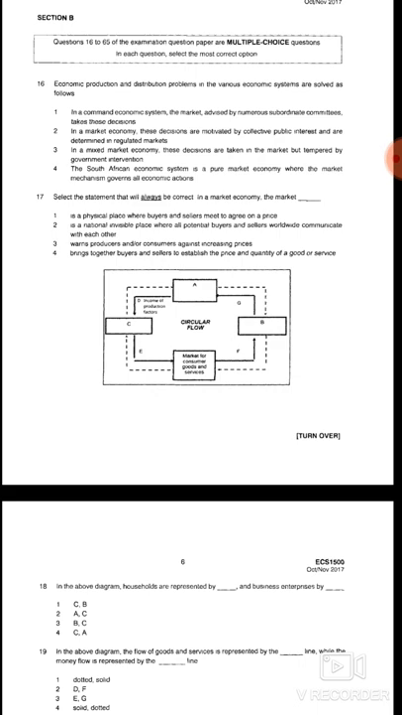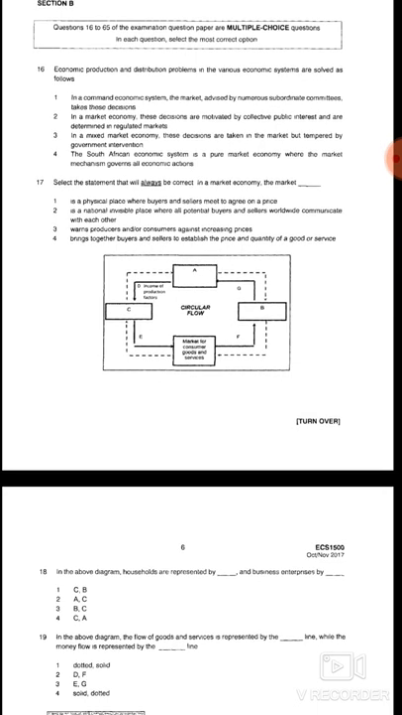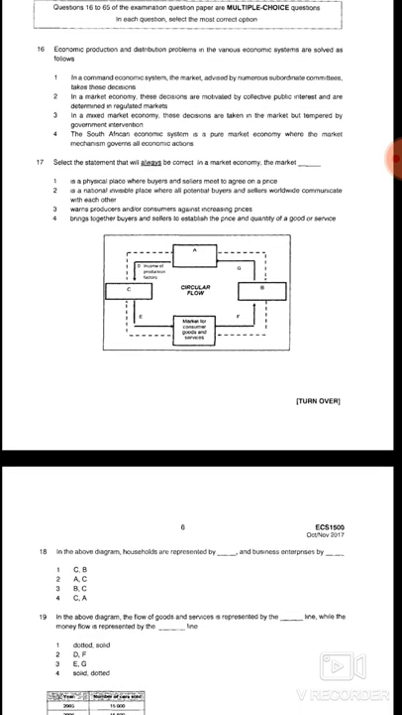Number 16, economic production and distribution problems in various economic systems are solved as follows. In a command economy, the market advises by numerous subordinates committee and takes decision. In a command economy, option number 1, we have government here that is in charge. Okay, option number 2, in a market economy, these decisions are motivated by the collective public's interest. So in a market economy, we have private companies that have nothing to do with public interest, so it's also wrong.